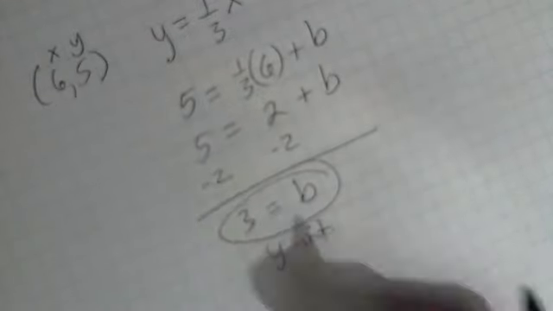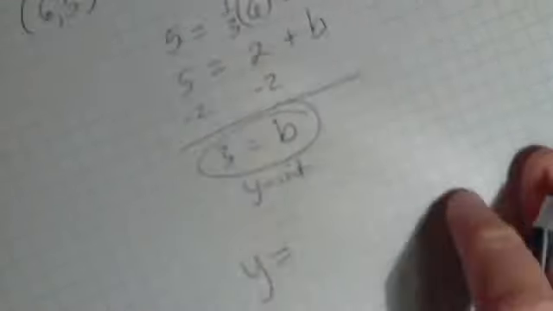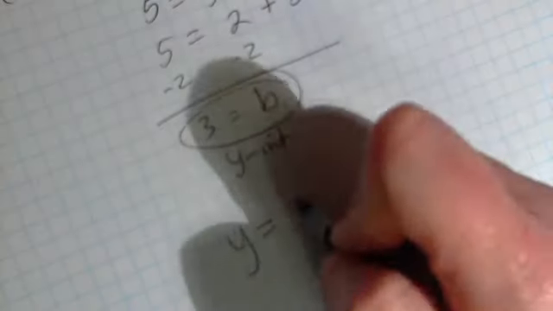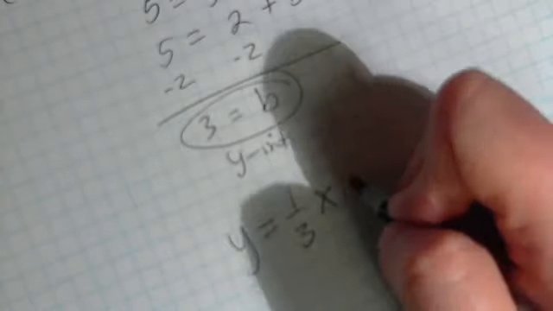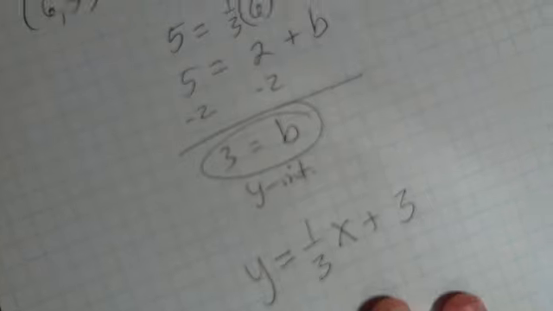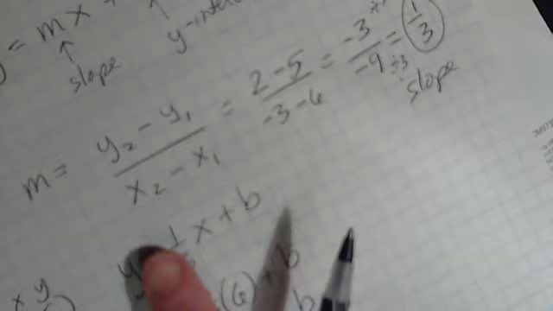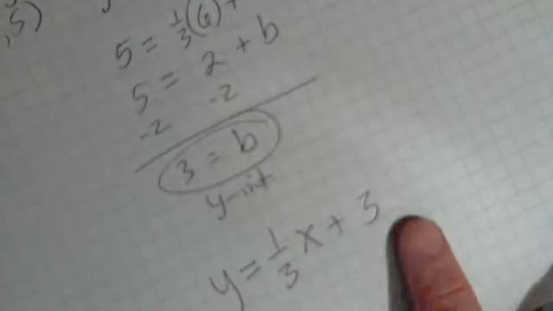So let's put it all back together into slope-intercept form. Y equals my slope, I found out, was 1/3. X is the value that slope gets multiplied by, plus my b value, 3. Y equals 1/3 x plus 3, from the slope I found by using the slope formula, and solving for b, I found out it was 3, and that goes here. Done.